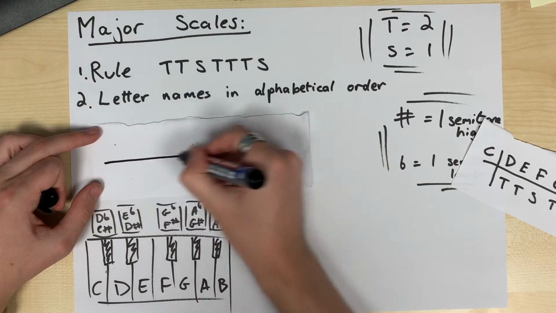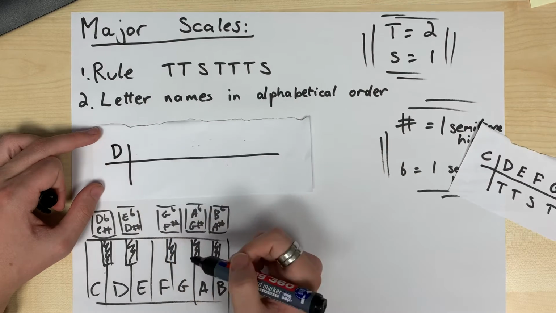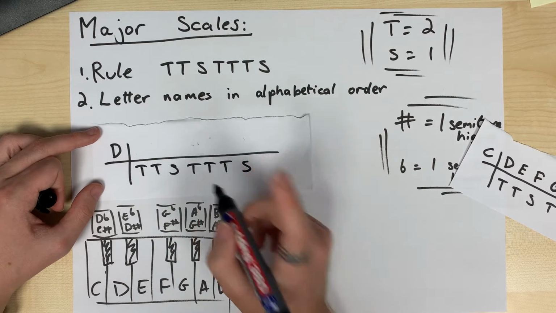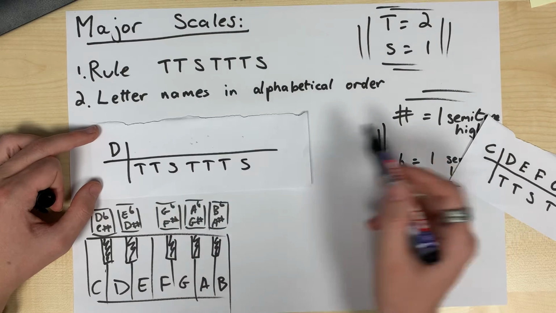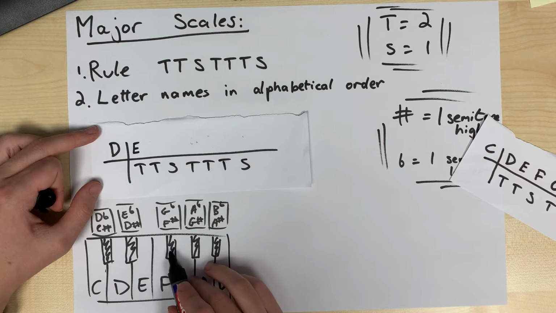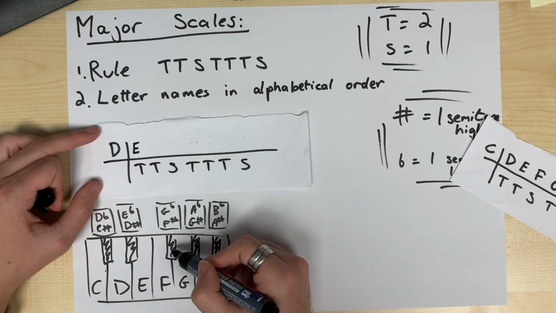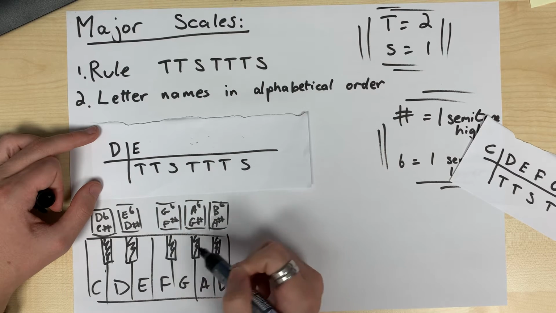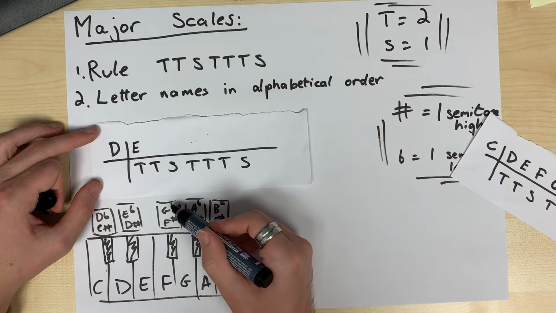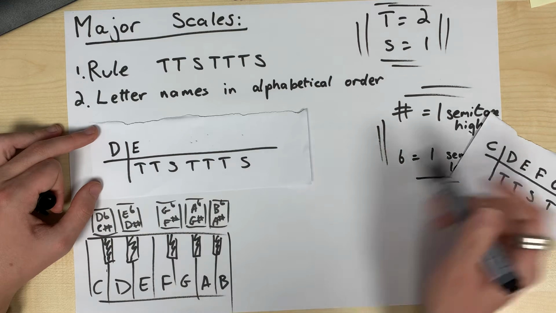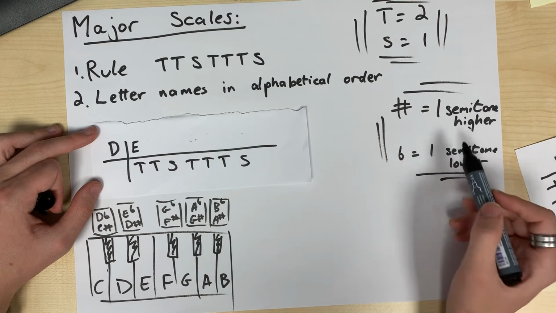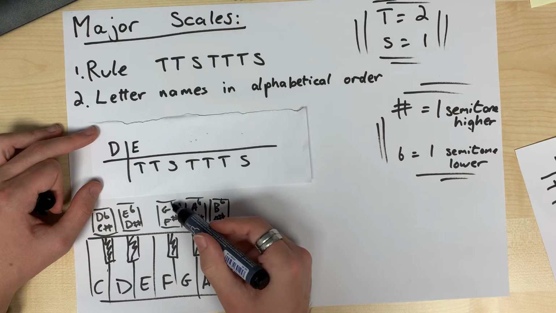Let's do D major. So I'll draw out my grid and put a D there. Put in my rule, T, T, S, T, T, T, S. So go to D, and then I need to go T higher, 1, 2, E. T higher, 1, 2. Right, now on a black note here, these black notes, and in fact any note really, but the black notes in particular, have 2 names. So it can be called F sharp or G flat. Why? Well, because this black note is 1 semitone higher than F, so it could be called F sharp, or it's 1 semitone lower than G, so it could be called G flat.